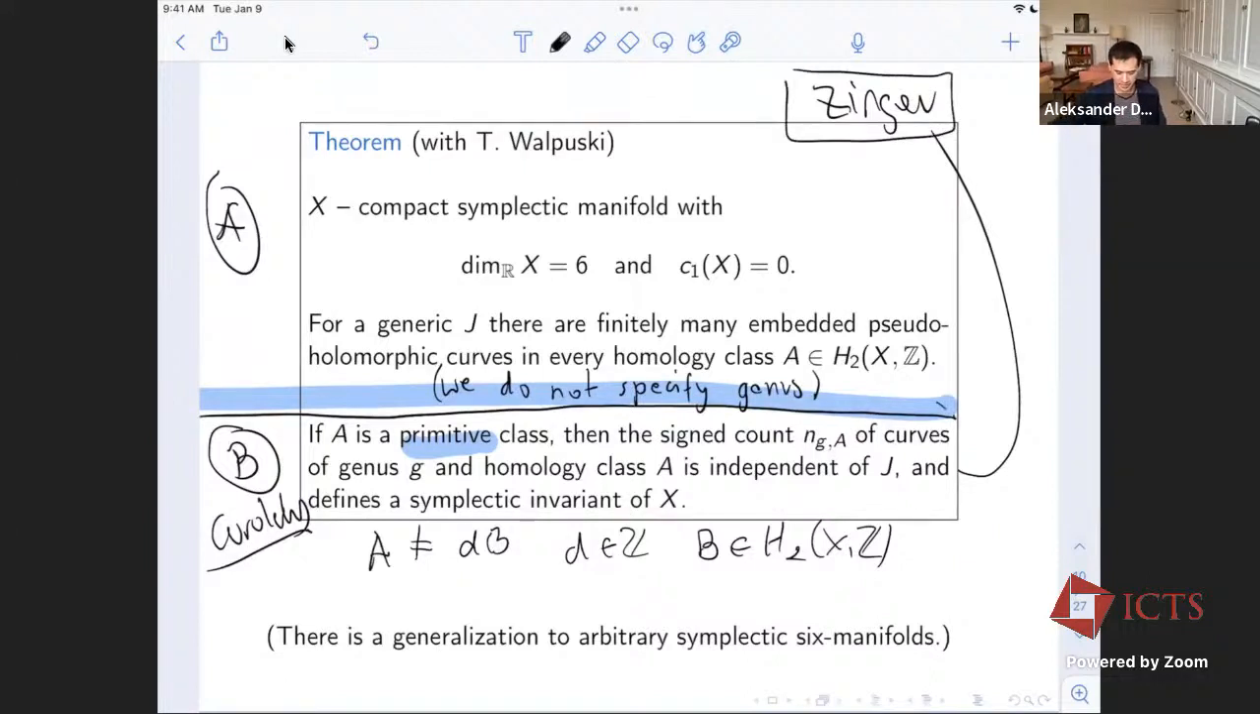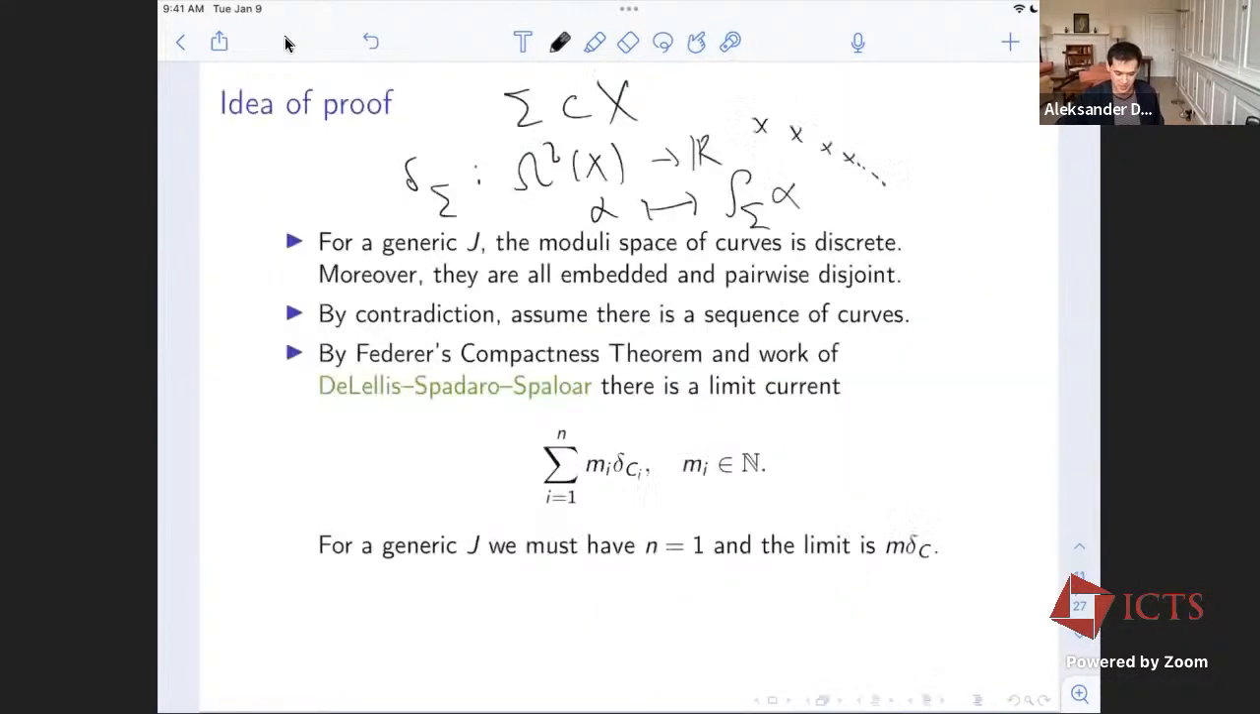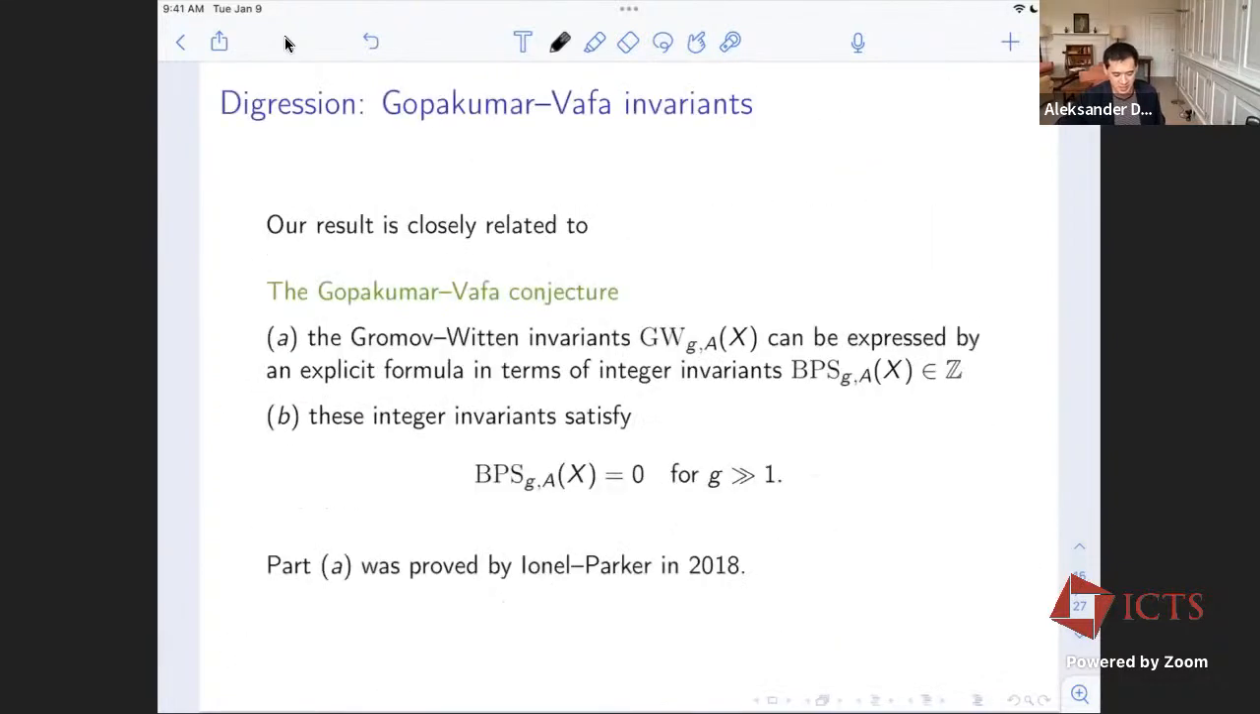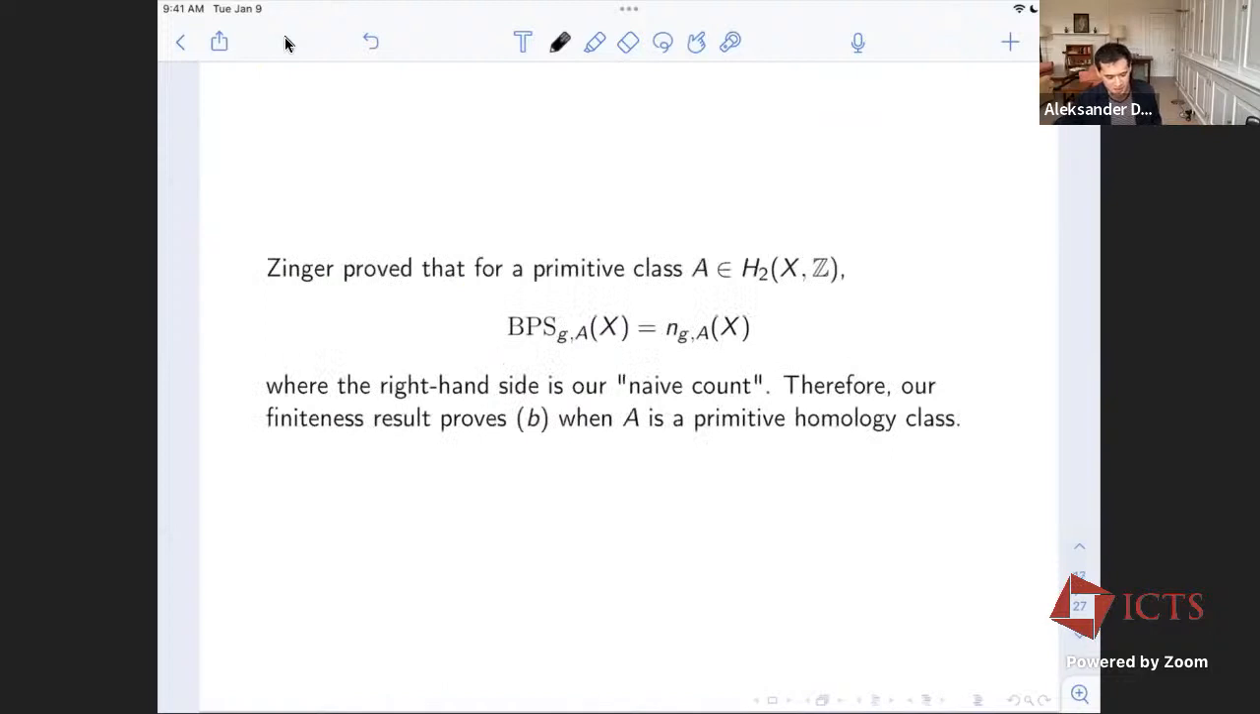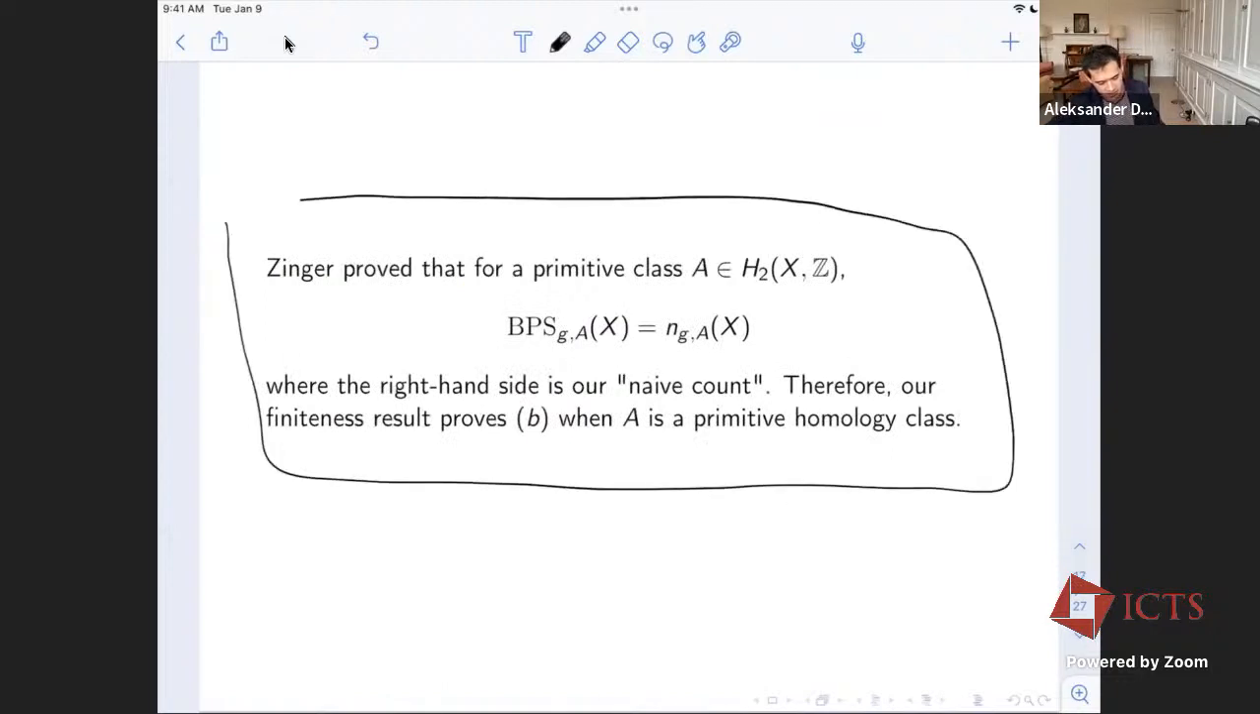Yes, thanks. B is really just a corollary of A, so the main content I wanted to say was A. And this is related to these Gopakumar-Vafa invariants, because in fact you can show that these primitive counts are special cases of the BPS invariants, which were the content of this digression, but I didn't really talk about this much. I think I prepared too many things to talk about, sorry.